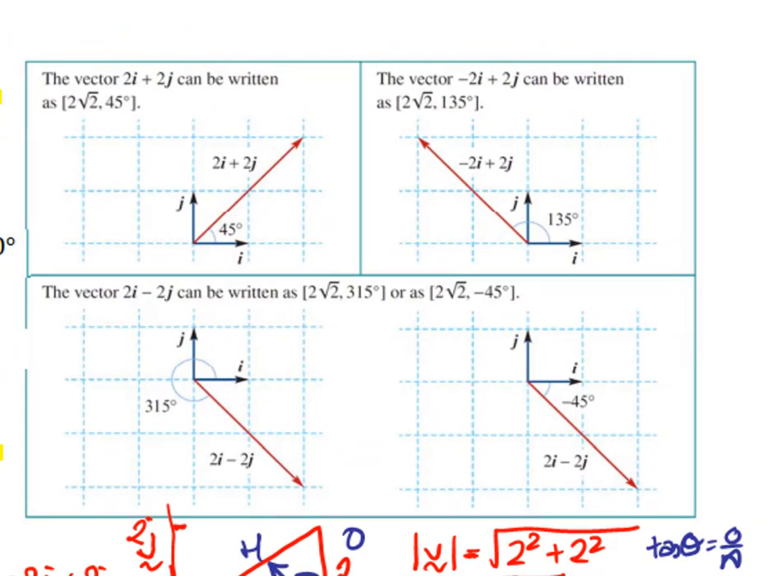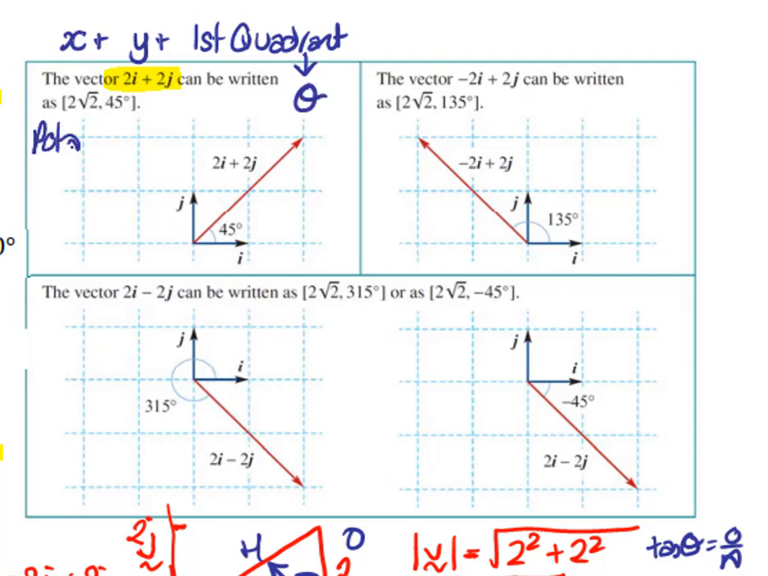The vector 2i plus 2j, x is positive, y is positive, so we're in our first quadrant. That means we're just going to deal with theta. Polar form is r theta, and we worked out that r was 2 root 2 and theta was 45 degrees.